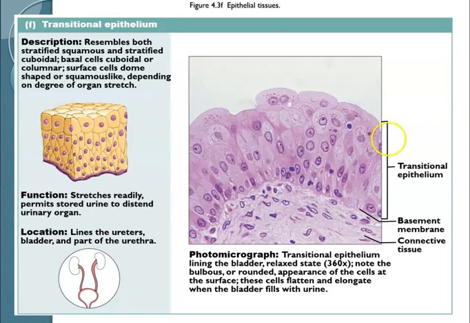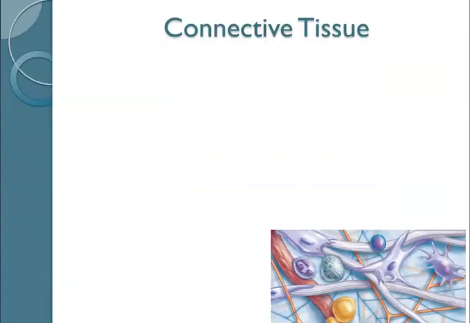Here, the idea is when they stretch, these cells have the capacity to change shape, be able to stretch and not slough off itself. Okay, so that basically covers the epithelial tissue. Next, we're going to move to connective tissue.